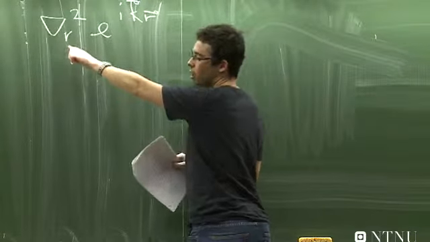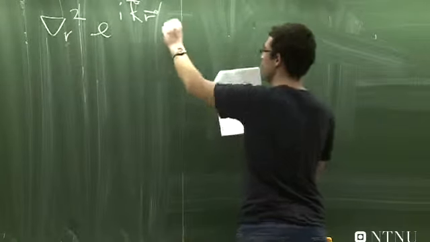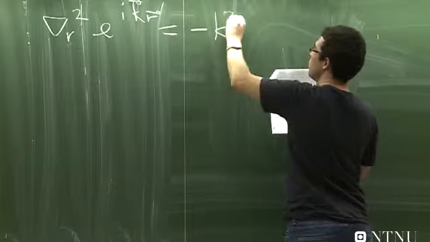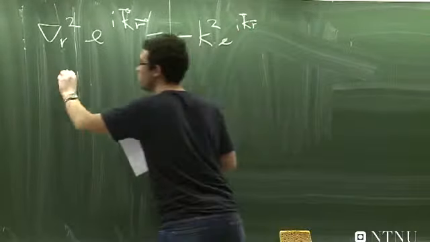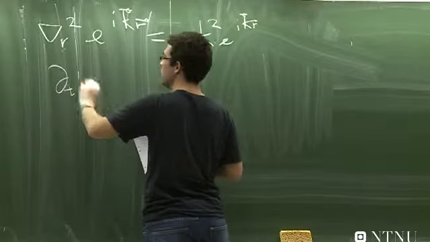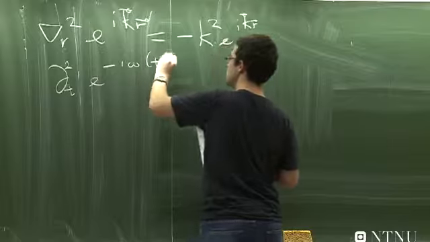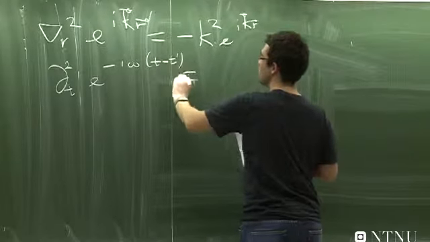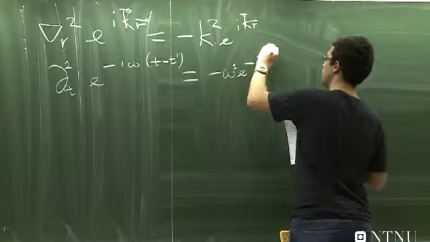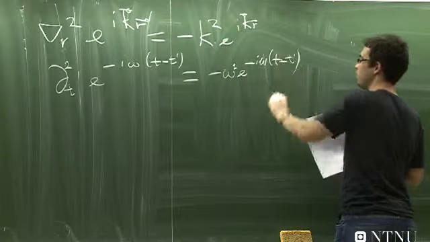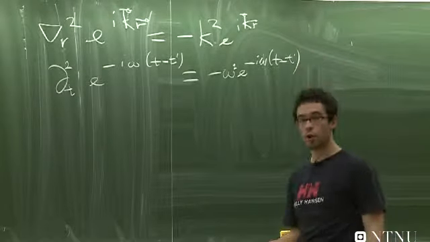When I write the nabla r, it means with respect to the r system of coordinates. This is simply minus k square e to I k r. Similarly, dt square of e to minus I omega (t minus t prime) is equal to minus omega square e to minus I omega (t minus t prime). Okay, this gives us the following algebraic equation for g.